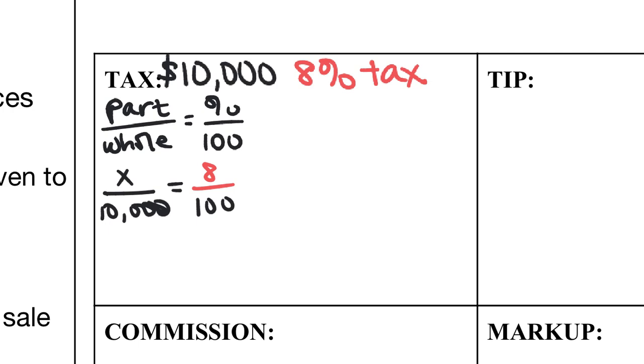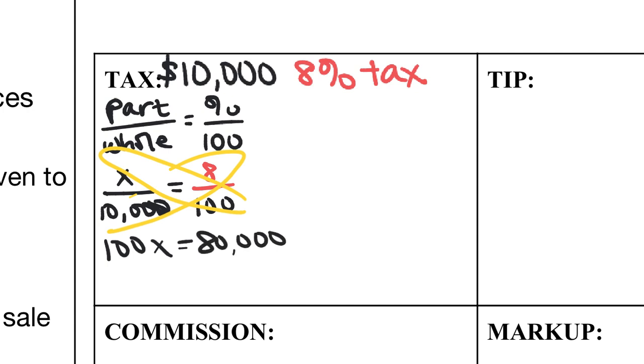So I'm going to go ahead and do my cross multiply. Let me change color. So I'm going to do 100 times x, and then the 10,000 times 8, which is 80,000. And then you take your calculator and you divide by 100. So 80,000 divided by 100 is 800. So that means I'm paying $800 extra for that $10,000 item. That is the tax I'm paying.